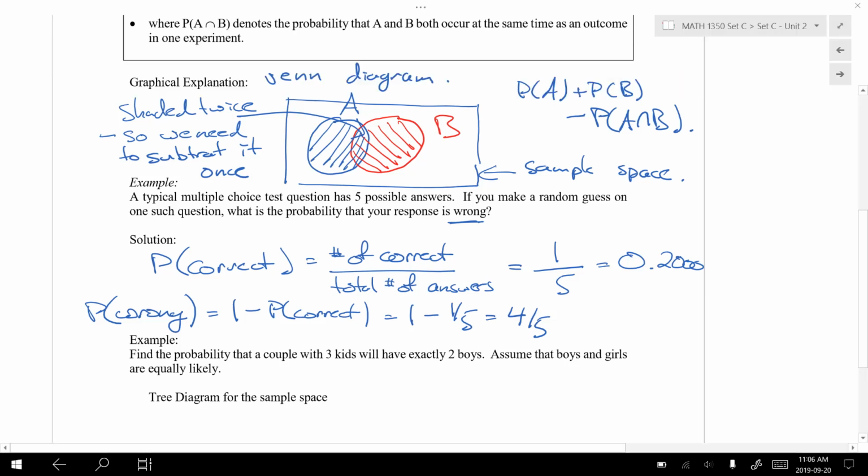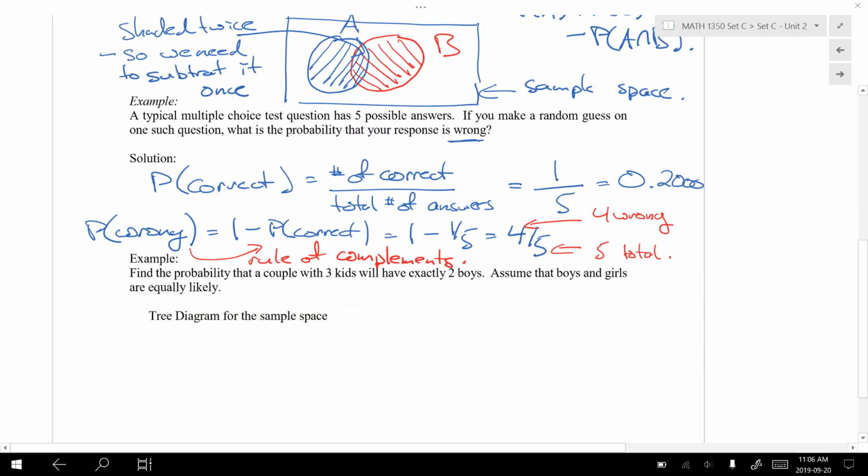Now this example is a little bit simple. I'm sure you could have said, oh, well, there's 4 wrong answers and there's 5 total, and do this without using the complementary rule. That would be perfectly satisfactory, but we will use this rule of complement several times throughout the course. So right here, what's happening is we're getting our rule of complements. Okay, so let's move on to another example here.